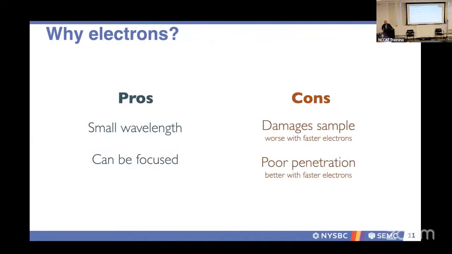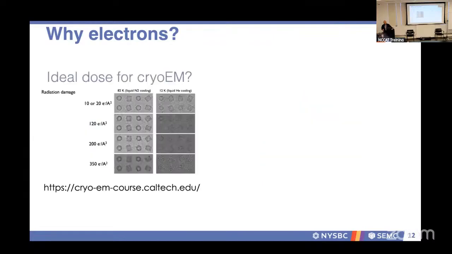Unfortunately, there are a few cons in the sense that electrons can damage your sample and we have poor penetration. As we saw yesterday, we want very, very thin samples during sample prep. So if you have faster and faster electrons, that might be useful for certain aspects because you can look at thicker samples, but you can have more radiation damage on a biological sample. And especially since we're not really staining or protecting the sample and we have it in this vitrified solution, it is quite susceptible to damage.